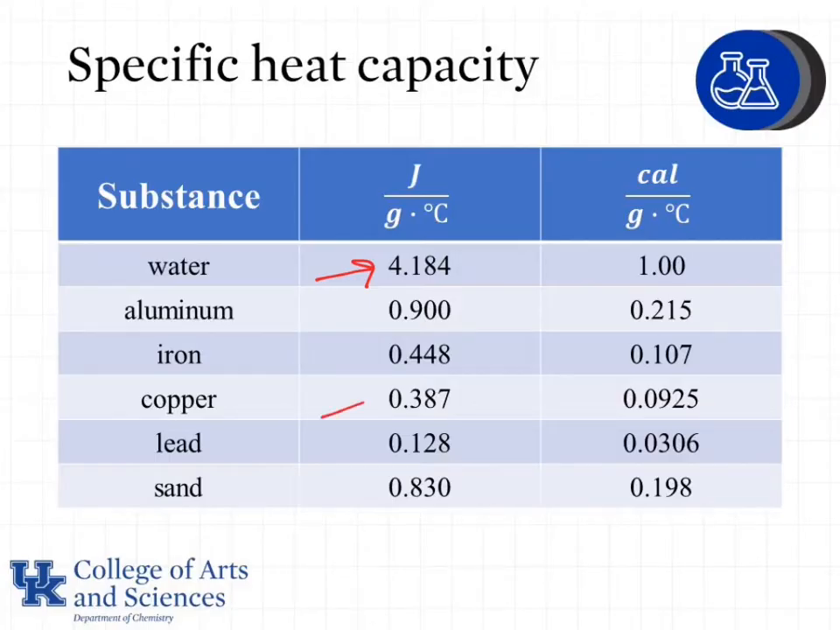When I look at other substances, such as copper, which has a specific heat capacity of 0.387, this tells me that if I want to raise 1 gram of copper by 1 degree Celsius, it's only going to require 0.387 joules of energy. Every substance is going to have their own specific heat value. That number will vary depending on whether we're looking at joules or calories, but they are equivalent when we do the unit conversion.